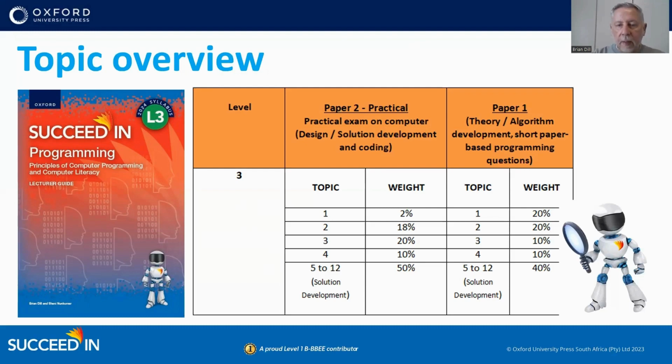The weightings themselves, obviously, for topics 5 to 12, that is the sections on the solution development with the high-level programming language, 50% of the practical paper should be dedicated to that practical programming. But note too that 40% of the theory paper also relates to the high-level programming language. And of course, this will examine the theoretical knowledge that the student has acquired that leads them to be able to do the practical programming.